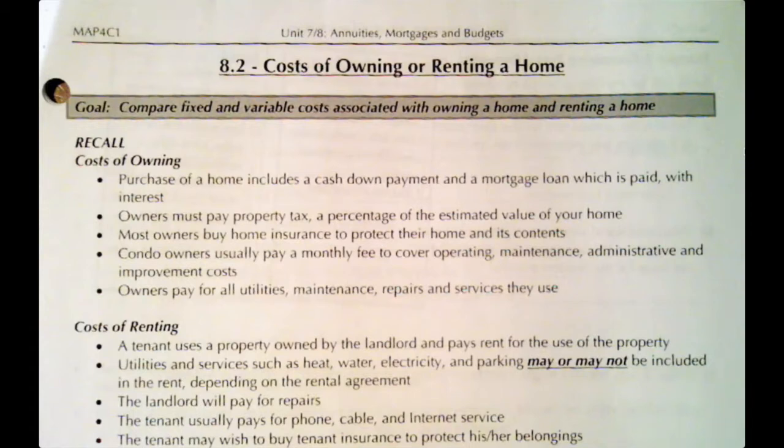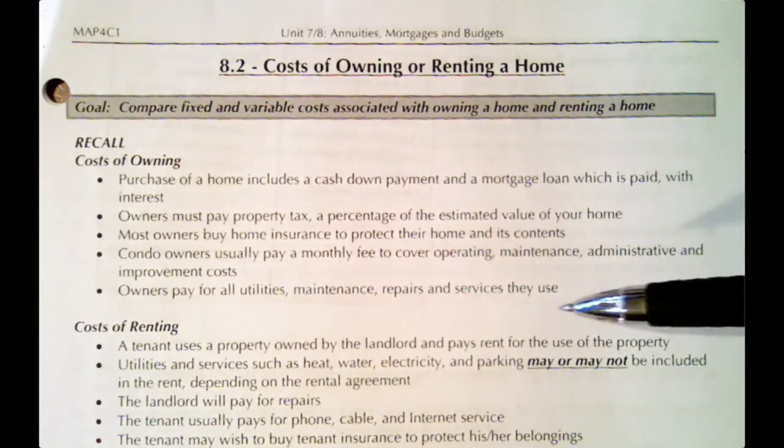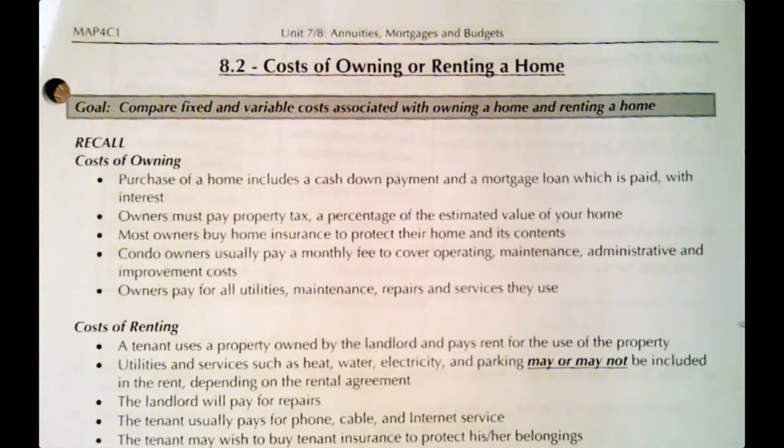If you're renting, the tenant uses a property owned by a landlord and will pay rent to make use of the property. Utilities and services such as heat, water, electricity, and parking sometimes are included, sometimes aren't included. And it depends on what your agreement is when renting. The landlord pays for repairs unless the damage is done by you and it's negligent. And the tenant usually pays for phone, cable, and internet service. However, sometimes you can find that included in a rental, especially if you're going away to college.